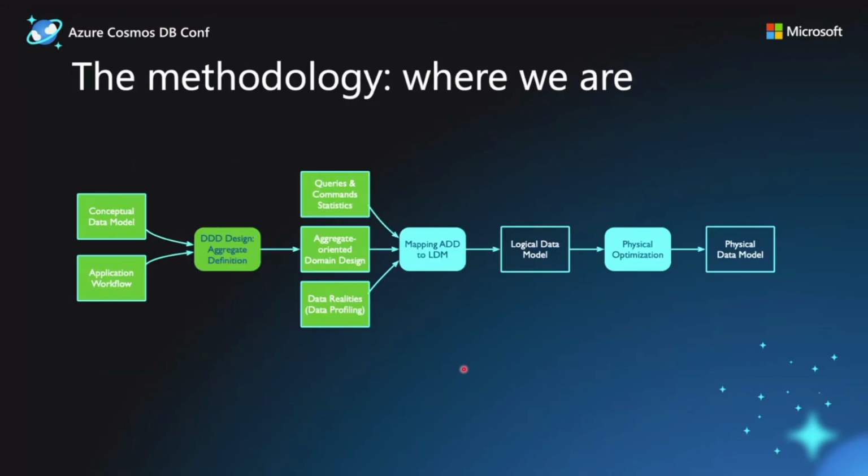All right, so we covered this list of steps. And now one of the most important and interesting parts is how to map those aggregates to the actual data structures in Cosmos DB. I prepared a list of rules for that. Let's review them briefly.